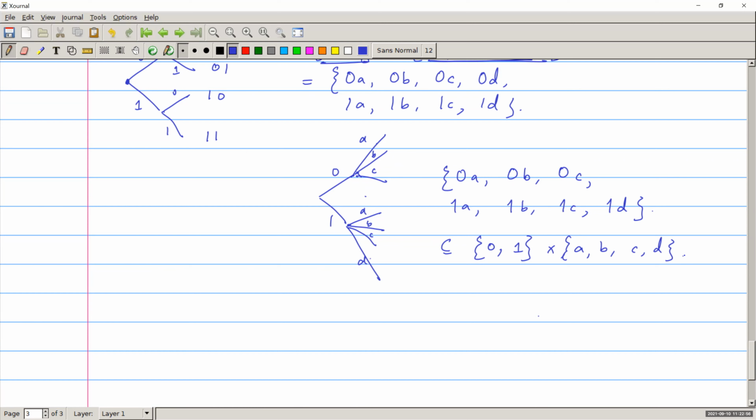So the more complicated situation, where at the end of 0 you can only have a, b, and c, but at the end of 1 you can have a, b, c, and d, corresponds to this set, which is in general a subset of the Cartesian product of {0,1} and {a,b,c,d}. It's not the Cartesian product, but it's a subset of it. We study subsets of Cartesian products too, usually under the name of relations, and so on.